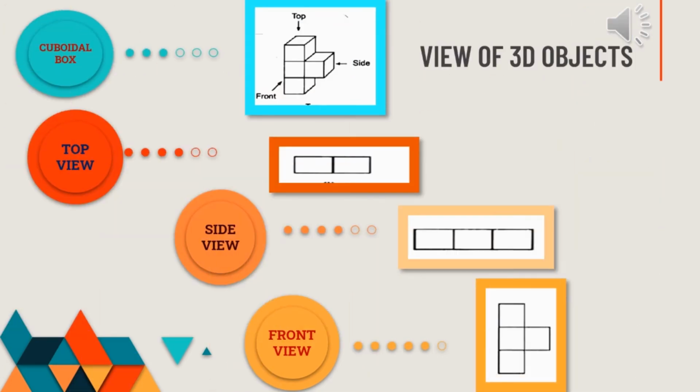So we will see here that a solid figure has been formed by joining different rectangular prisms. If you see the top view of the same figure, it consists of 2 blocks, while the side view consists of 3 blocks and the front view consists of 4 blocks. If we see from the front, only 4 blocks will be visible to us.